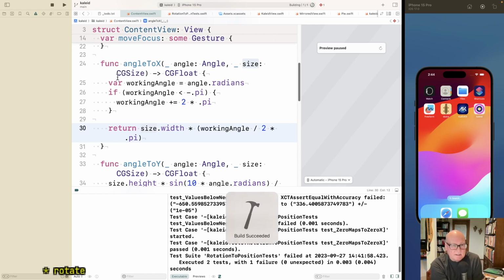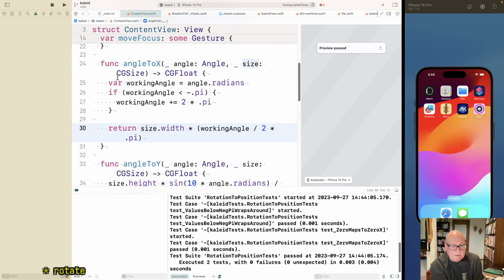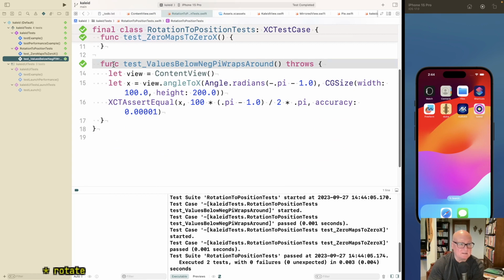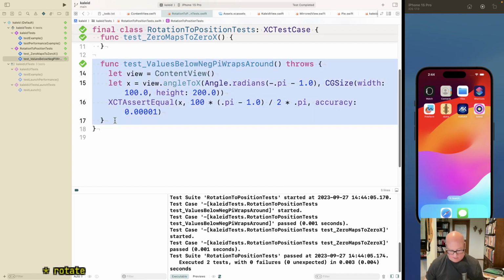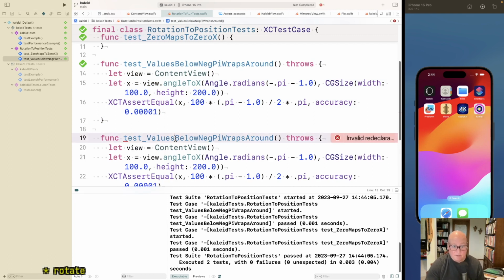Do I think this is the answer? Yeah. Take the angle divided by 2 pi. That gives you a scale and scales the width by it. Yeah. Okay. Now I'm going to do this next test. And maybe I could throw away this one when I finish it, but values well below negative pi wrap around.